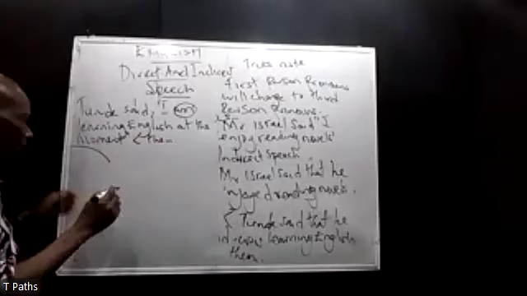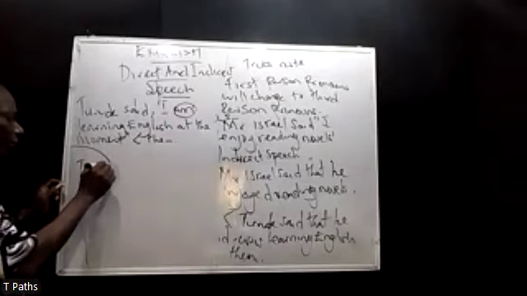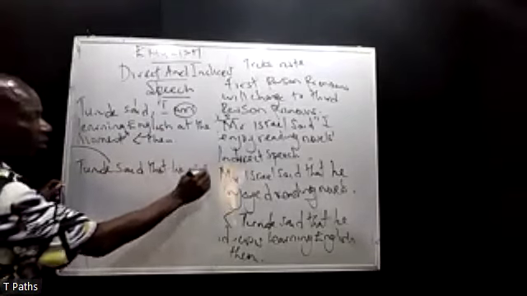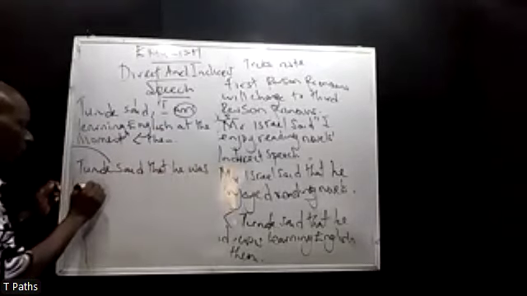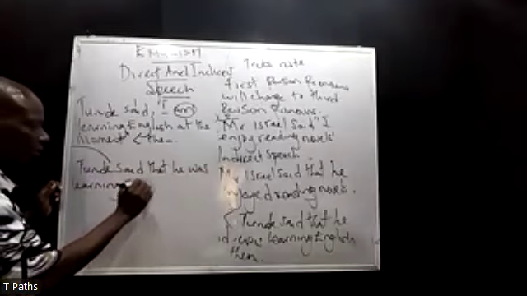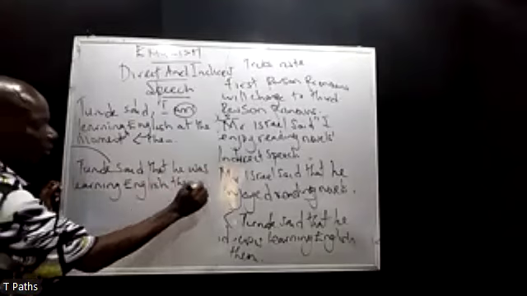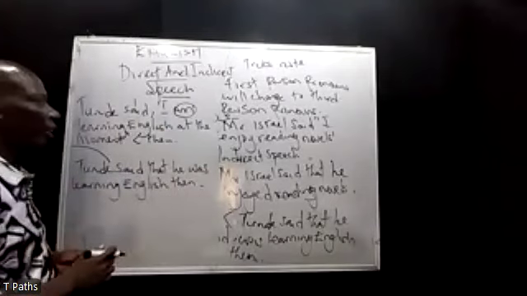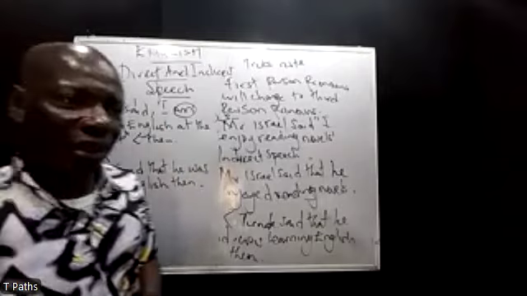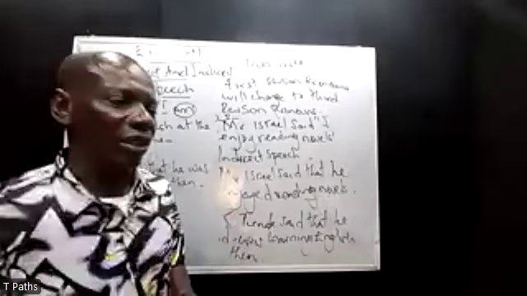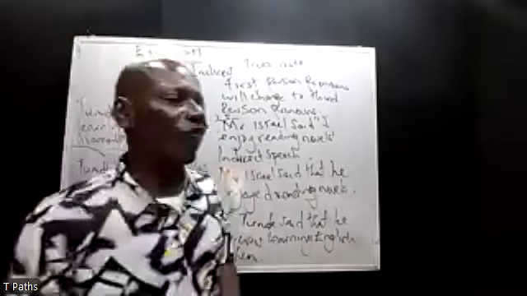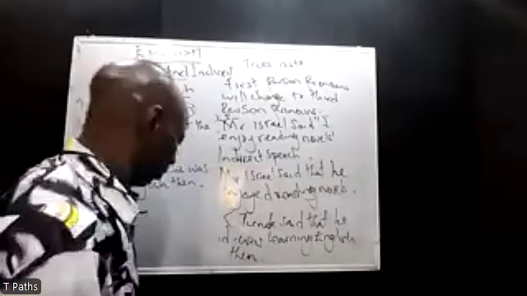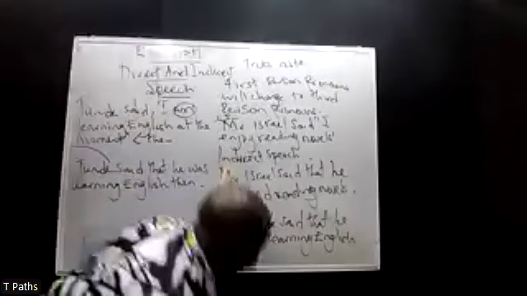So let's see the revised version. Look at it. Tunde said that he was learning English. Then you can see this is the indirect speech, reported speech of what Tunde said, "I am learning English." So under indirect and direct speech, when you are changing from direct speech, the verb present tense must change to past tense. Let me give you an example of what I meant by that.